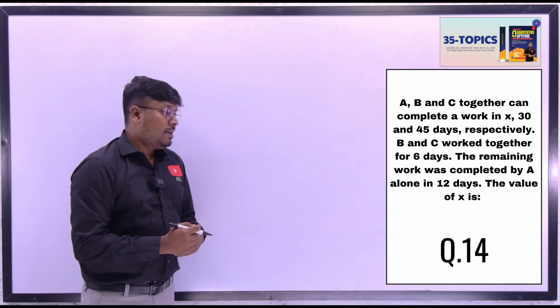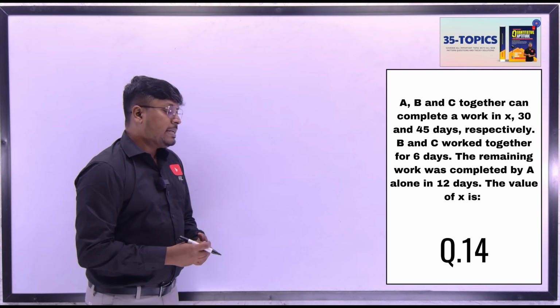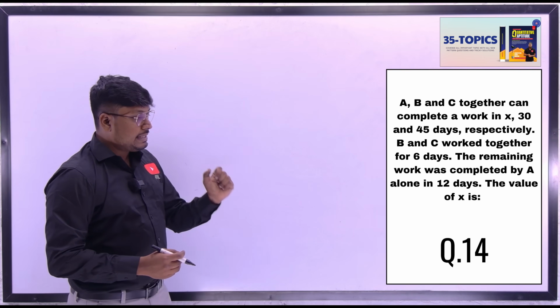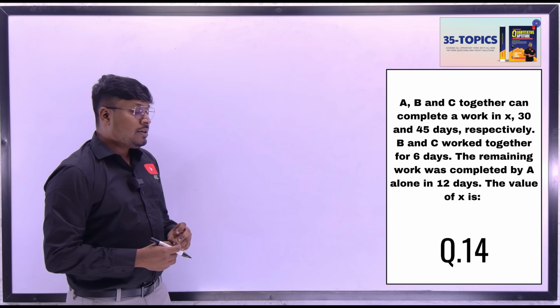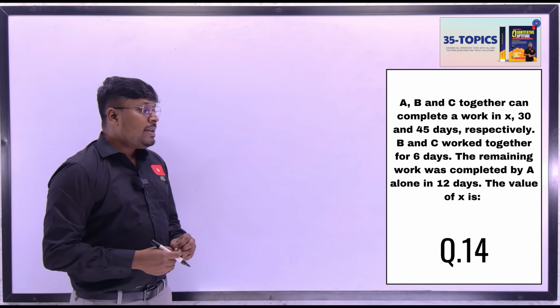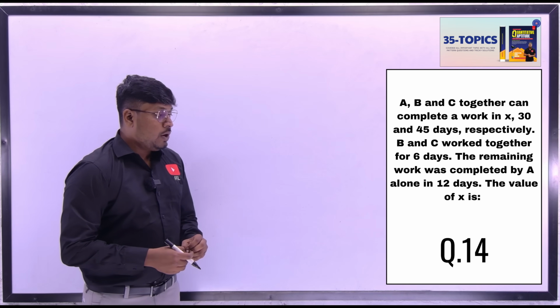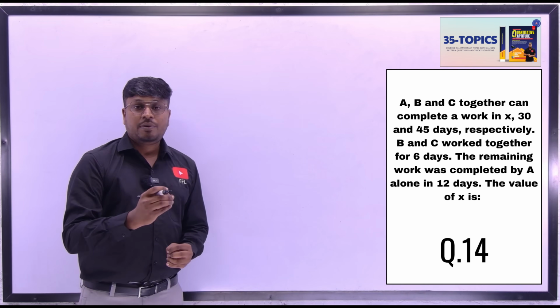14th question. A, B, C together can complete a work in X, 30 and 45 days respectively. B and C together worked for 6 days. The remaining work was completed by A alone in 12 days. The value of X is?